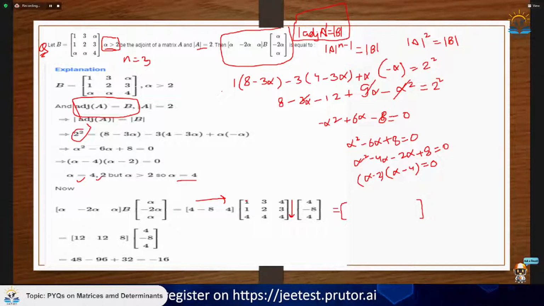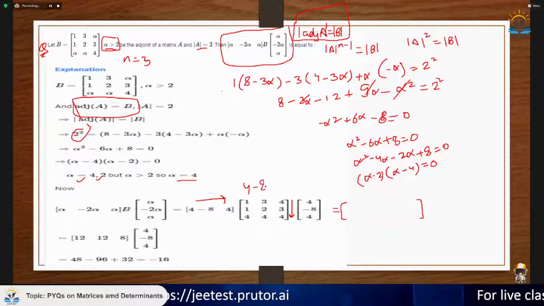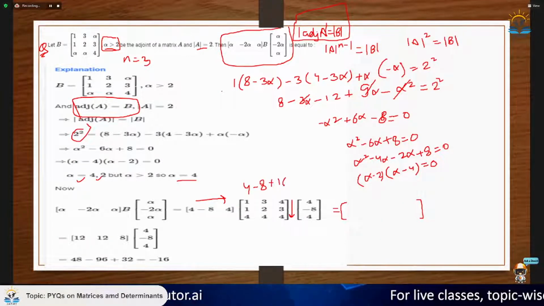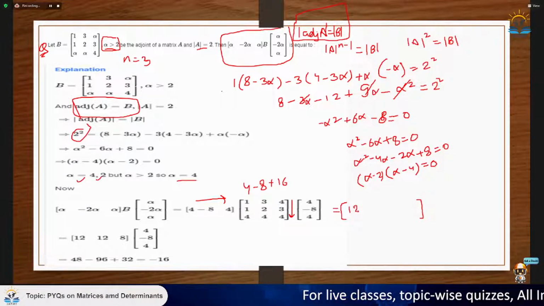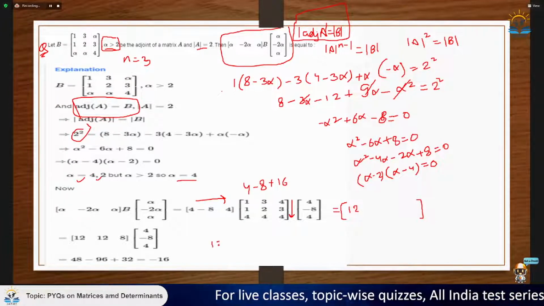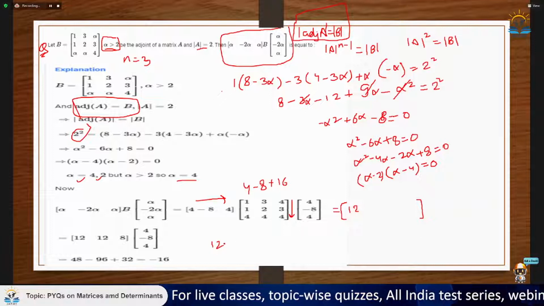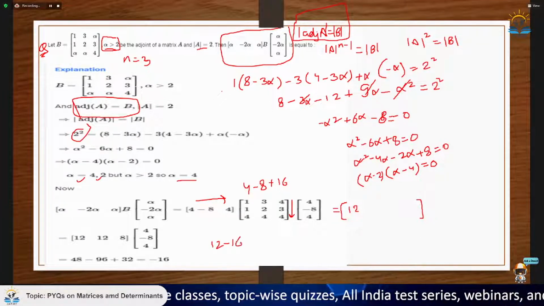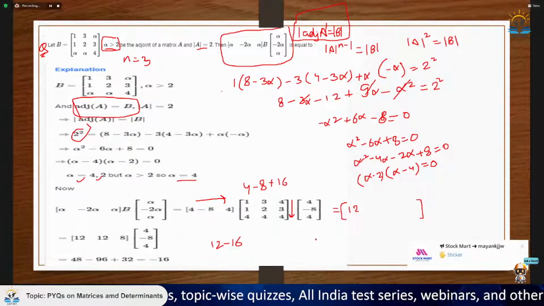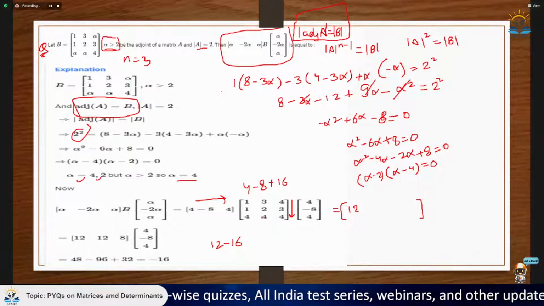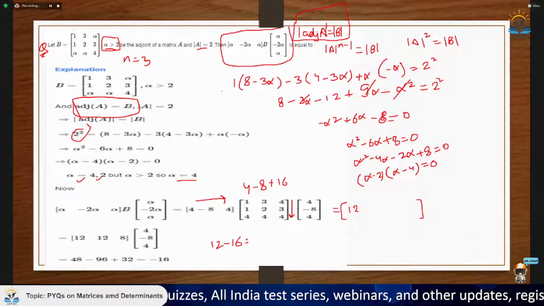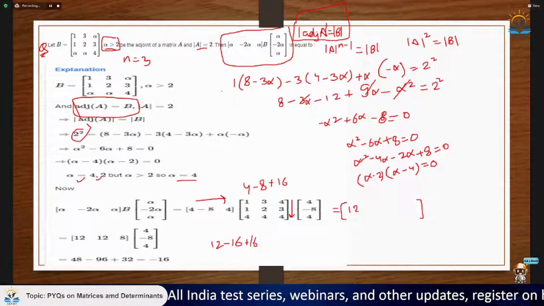4 into 1, 4, plus minus 8 into 1, minus 8, plus 4 into 4, 16. So 4 plus 8 is equal to 12. So basically you will be getting 12. Cool. Then 4 into 3, 12, minus 8 into 2, minus 16, then 4 into 4, 16. So minus 16 plus 16, so basically you are getting 12 only.